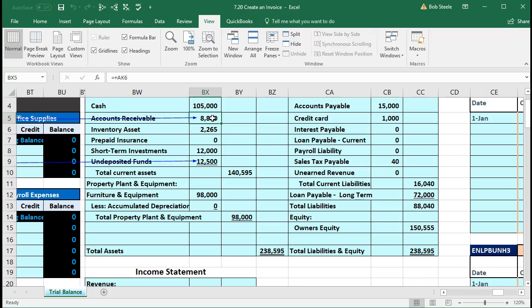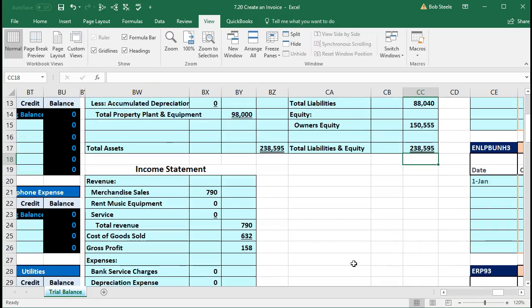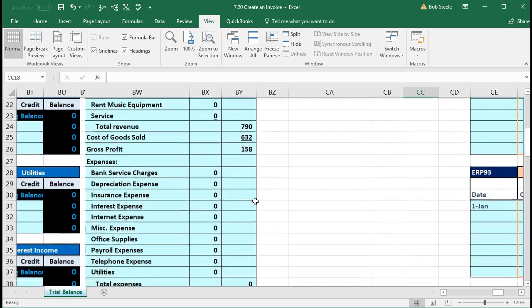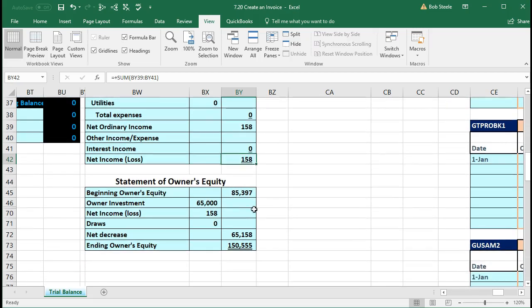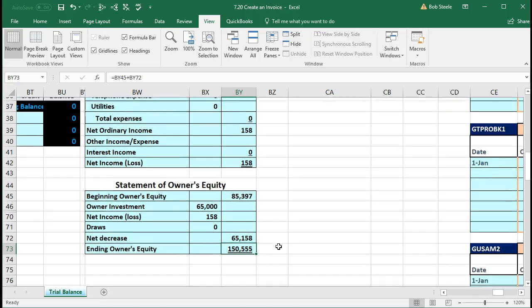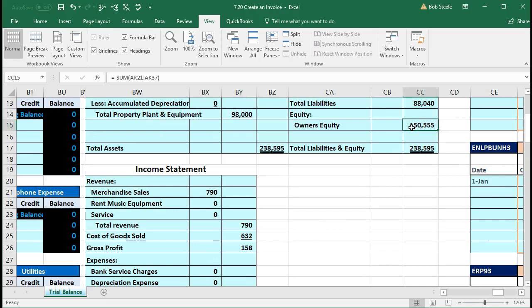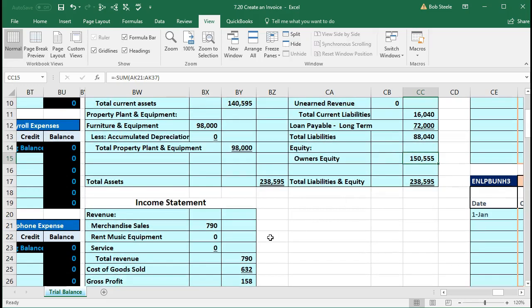And then we've got the receivables here. We've got our total assets and our total liabilities and equity. No impact from this transaction on the income statement here. There's our net income, and here's our statement of equity. The ending balance here being the same as the balance there, and that's this information.